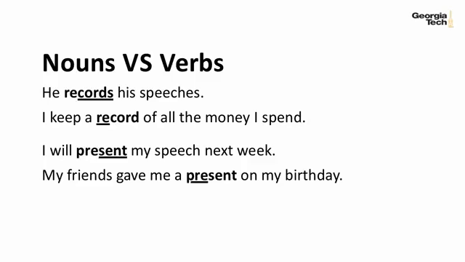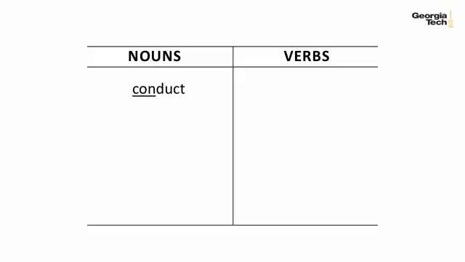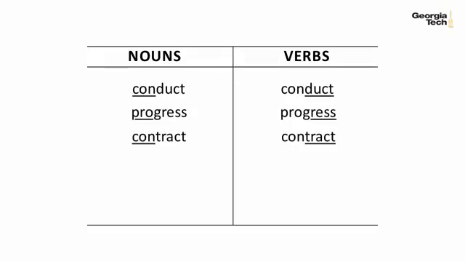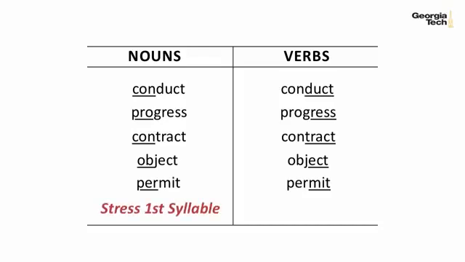Let's look at and listen to a few more examples. Conduct, conduct. Progress, progress. Contract, contract. Object, object. Permit, permit. Again, we stress the first syllable in the nouns and the second syllable in the verbs.